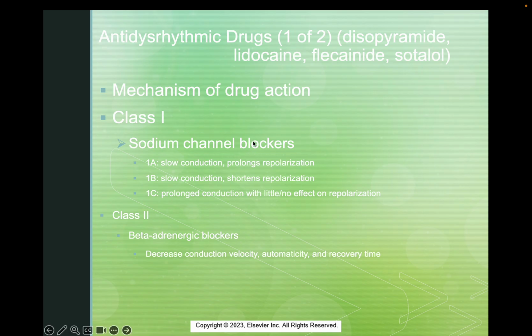So that's what I'm saying. Whenever it prolongs repolarization, it prolongs the charge of that electrical impulse. So class 1 of our antidysrhythmics are sodium channel blockers, and class 2 of our antidysrhythmics are beta adrenergic blockers. So beta adrenergic blockers decrease our conduction velocity and automaticity and recovery time.